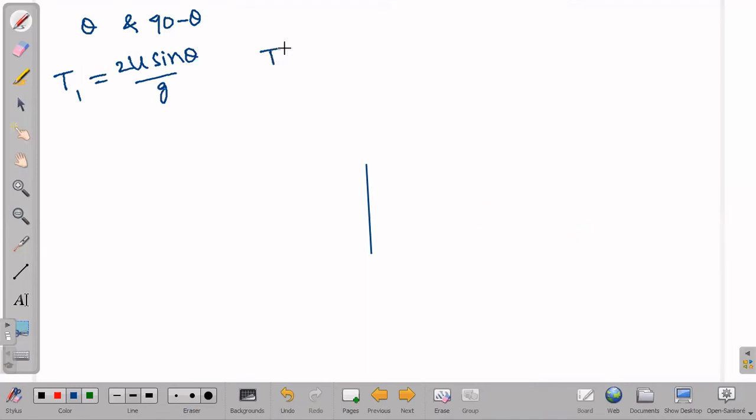Now for t2, if I write 2u sine (90 minus theta) by g, I am writing it for the complementary angle. Now what happens to this 90 minus theta? Sine (90 minus theta) is what? Cos theta. So t2 is 2u cos theta by g.